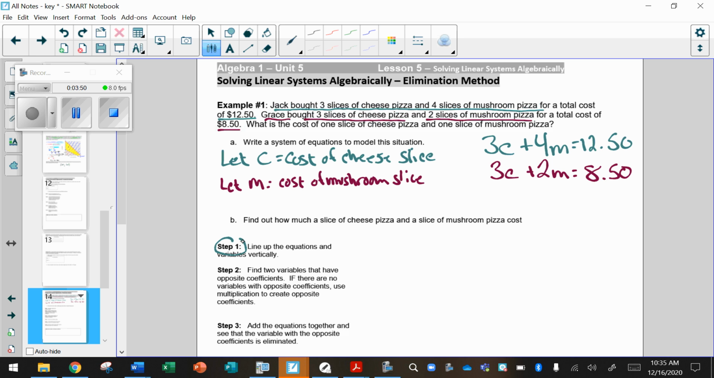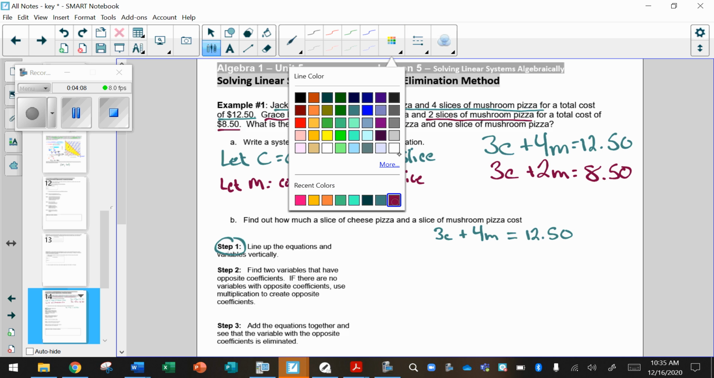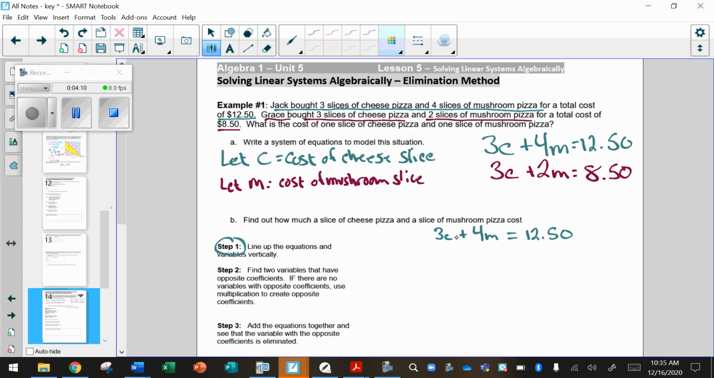So step 1, line up the equations and variables vertically. So I actually have that written already, but vertically means put one underneath the other. All the letters, the equal sign, the variables, and the numbers have to be lined up accordingly so both equations are in the same order. I put C first, so C goes first. Then M, then the mushrooms, M. Then the equal sign, and then our numbers.